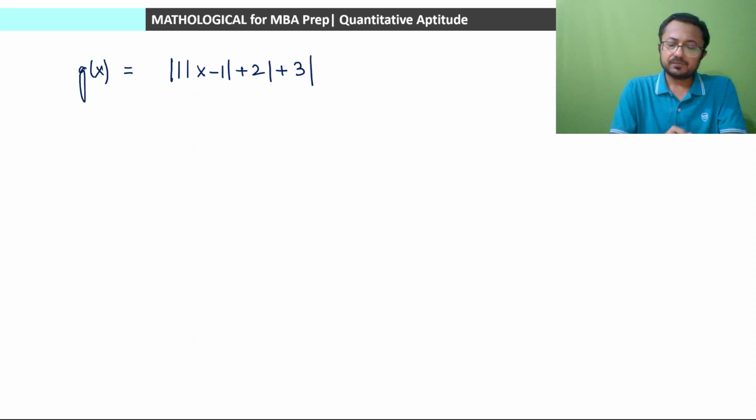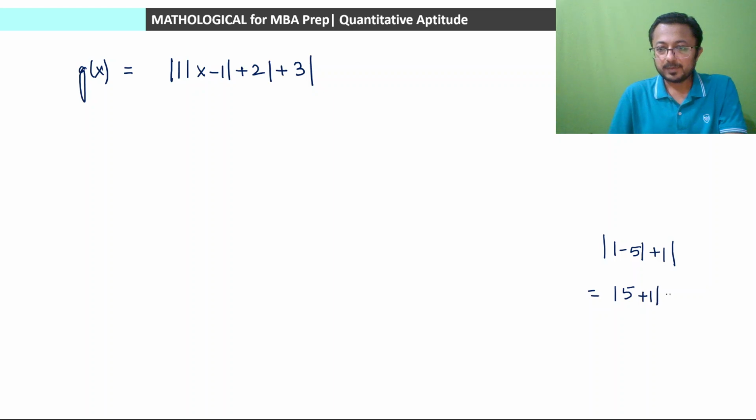Before drawing the graph, let us simplify, let us understand a few concepts. Let us say we have mod of -5. ठीक है, if we are adding 1 to this and then we are further taking modulus, तो वैल्यू क्या आएगा? Mod of -5 will be nothing but 5 only. So mod of -5 plus 1 will be equal to 6.